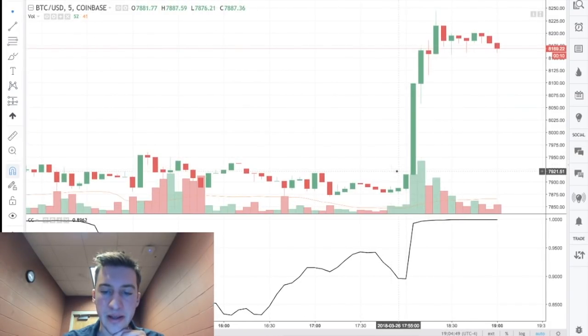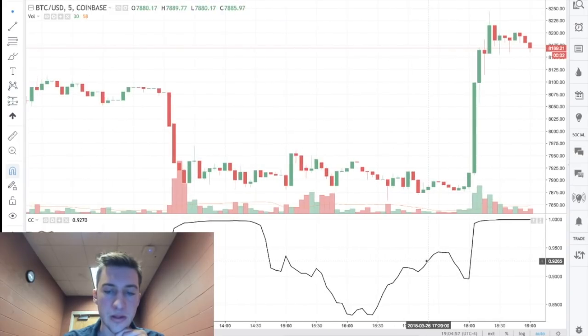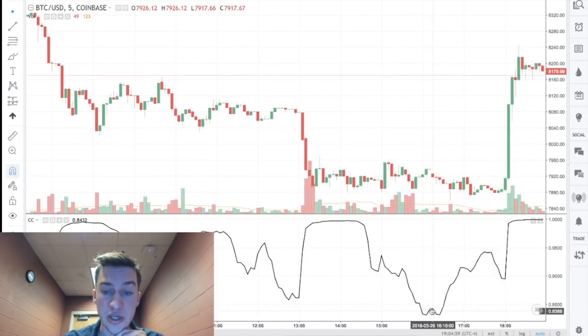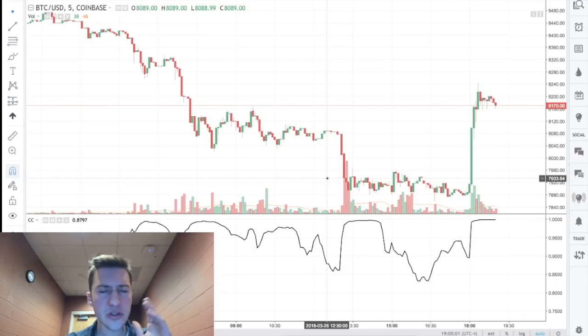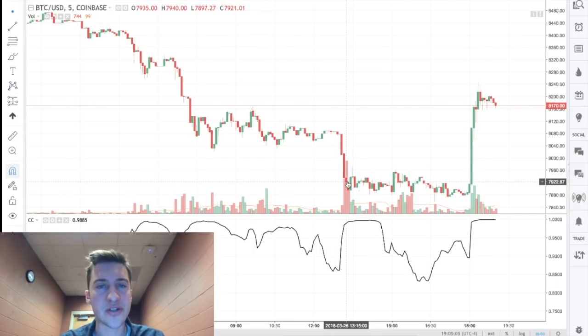And at 18 o'clock here, we had a slightly weaker up move. So this right here would have been where you probably want to buy in, about here. And yeah, another correlation coefficient there. So that's just the first way to trade using correlation coefficients.